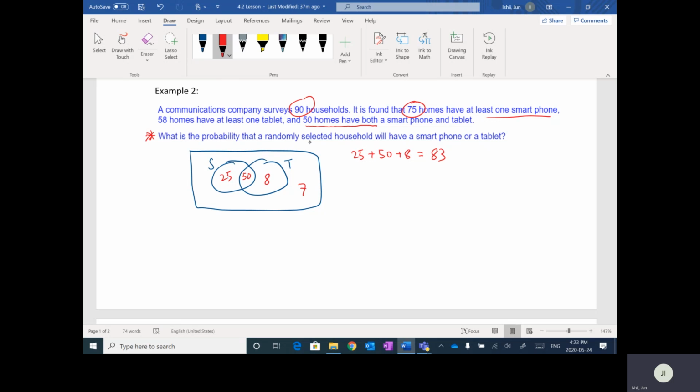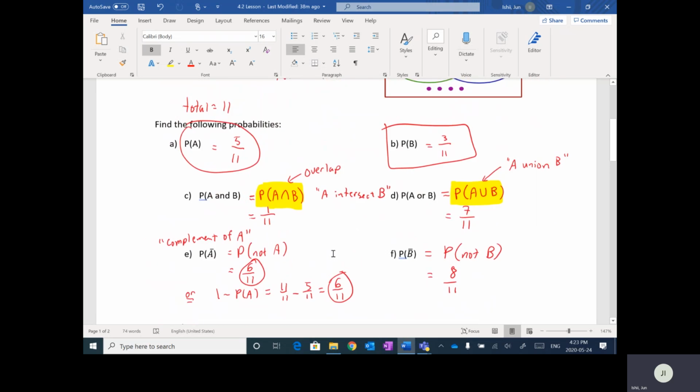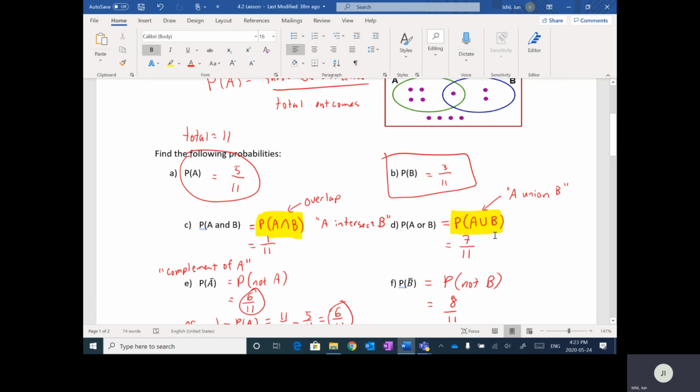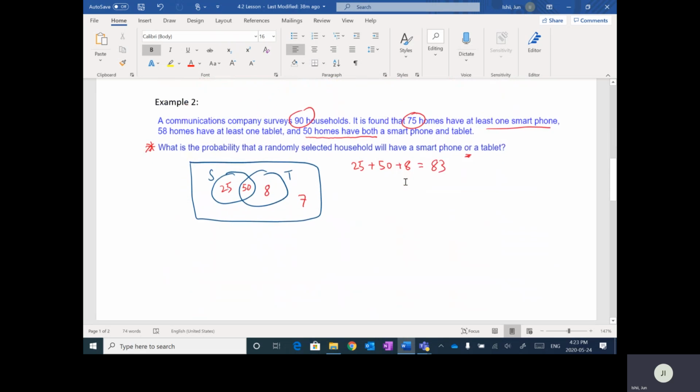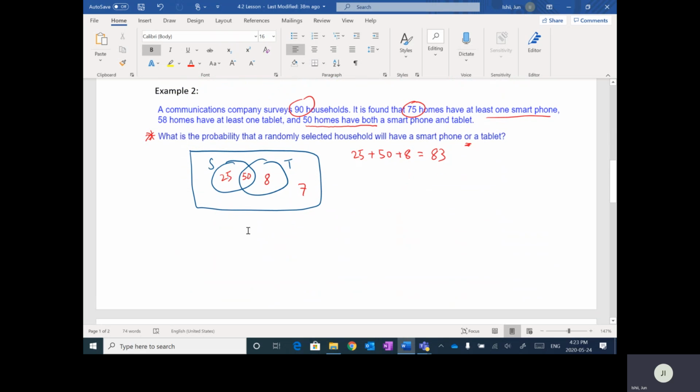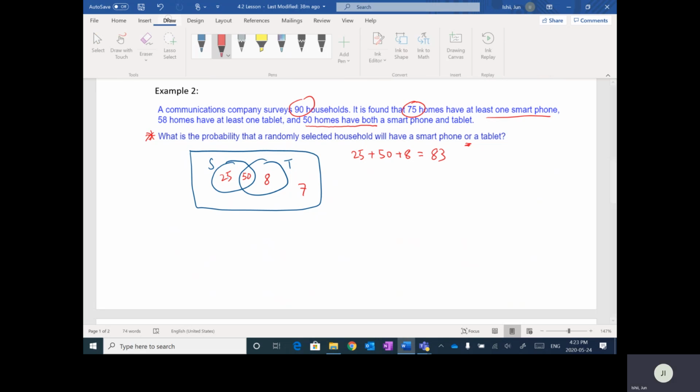All right, so what is the probability that a randomly selected household will have a smartphone or a tablet? Okay, so the key word here is or. Remember in the previous example, when it came to or, it was one or the other or both. So the or part would be these three numbers added together. This is the or. Those three numbers add to 83.